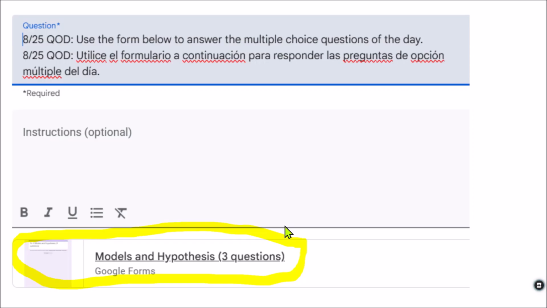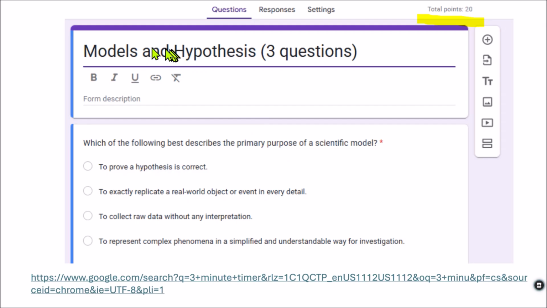If you do not have a computer and you want to do this on a desktop, you may access the desktop at some point. Do not forget you can always come in before or after school and get it done. And don't forget they are due by Friday. Okay, so clicking here, you will see you have Models and Hypothesis. It has 3 different questions. Right up here, I highlighted it. The total is worth 20 points.